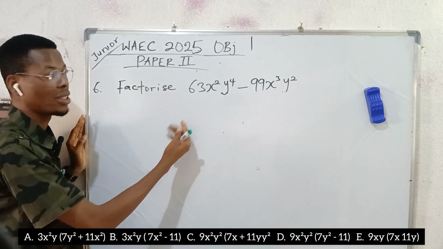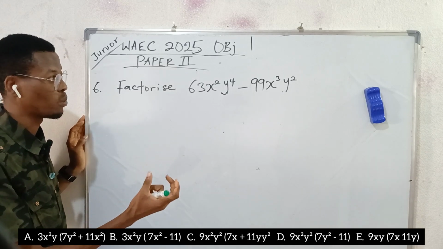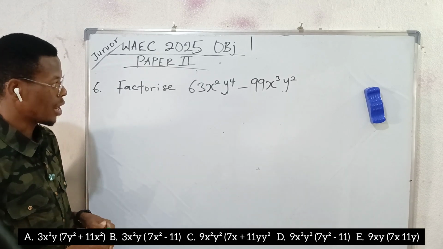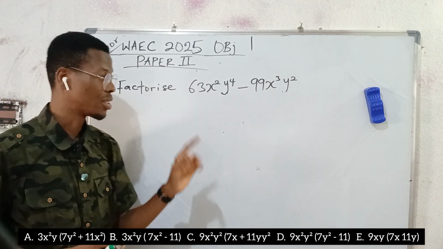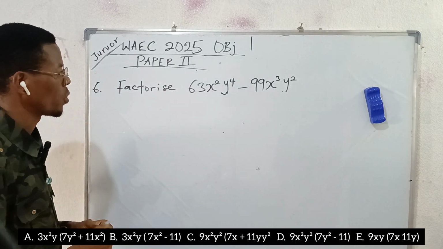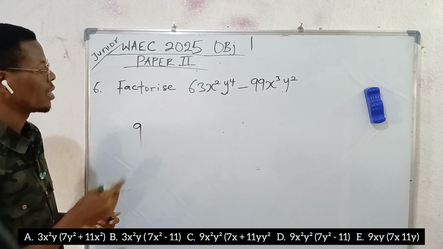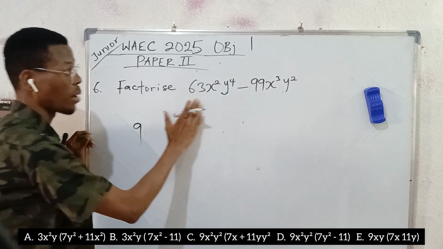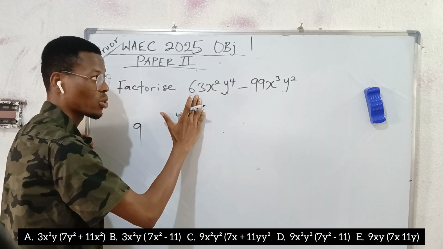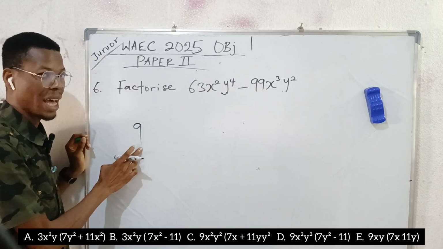Now, first of all, we are looking at the 63 and the 99, which are the numbers here. What is the common factor between 63 and 99? The number that can actually divide 63 and 99 is 9, right? 9 can go into 63 and 99. So now we are bringing out the factors that appear in both. The same factor in 63 and 99 is 9, right?